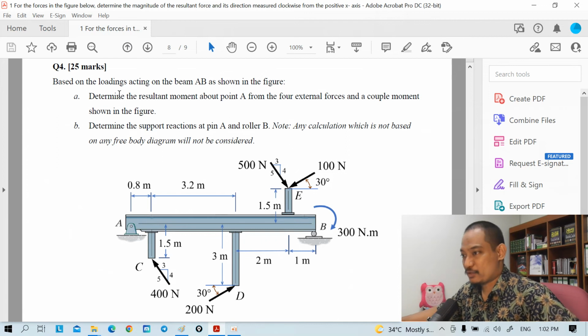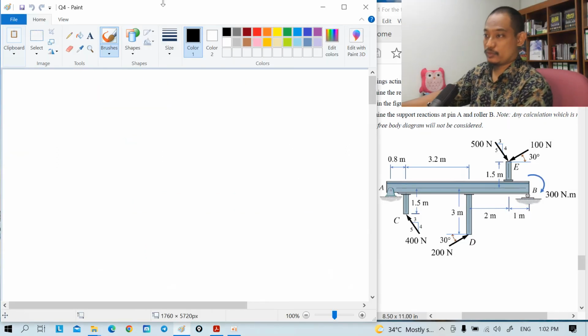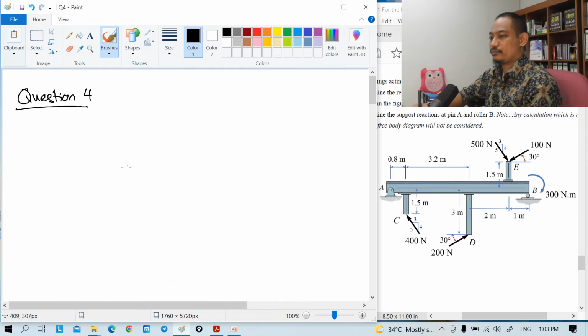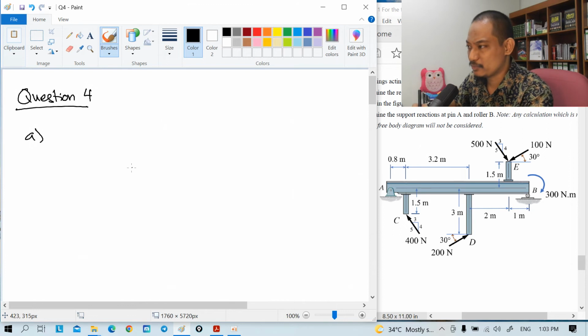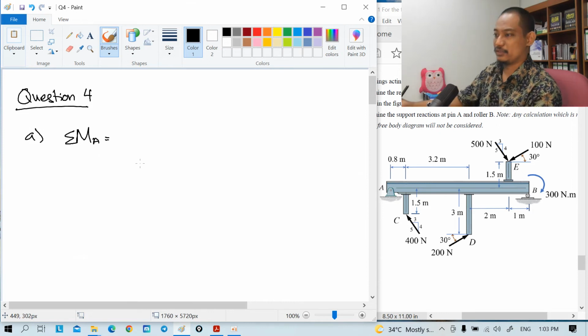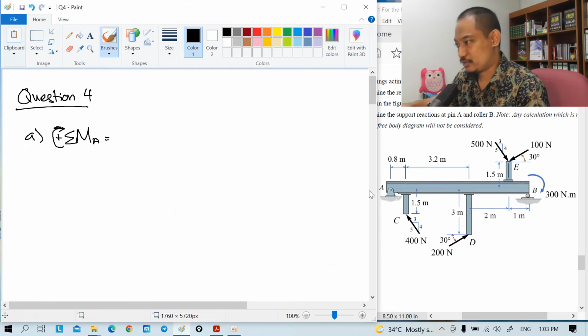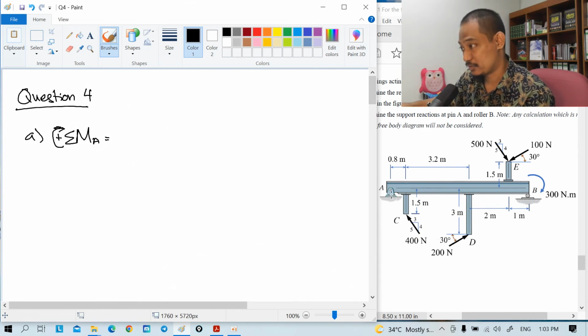Alright, so first, this is question 4. We have part A, which is the resultant moment about point A. So summation of moment about point A basically, right? Let's take clockwise as positive. So about point A, we go step by step.